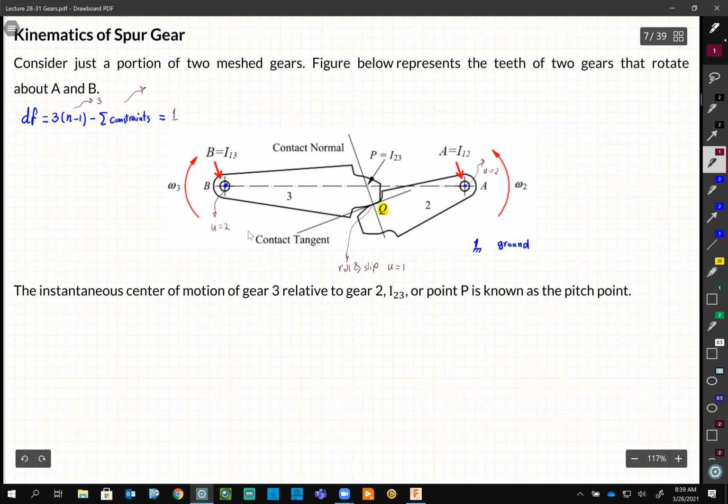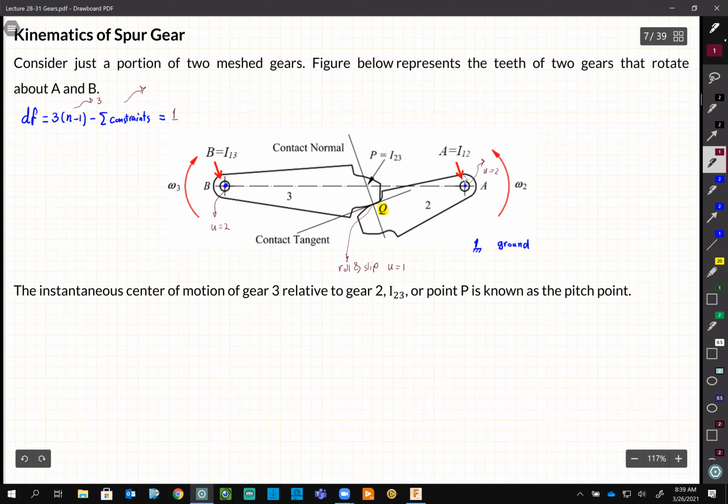This mechanism has 1 degree of freedom. It means if you give motion to 1, you can find the other one. So there must be a relation between omega 2 and omega 3. We want to find it. The next step, let's find the instantaneous center of velocity. And we know how to do that, right? And this picture showed it for us.